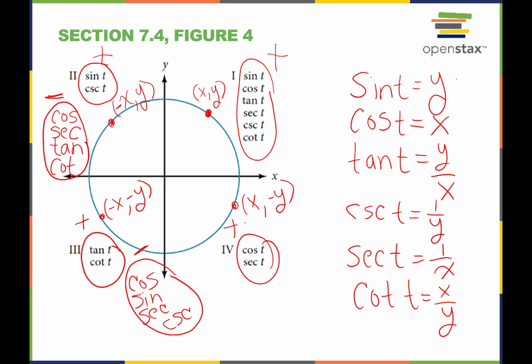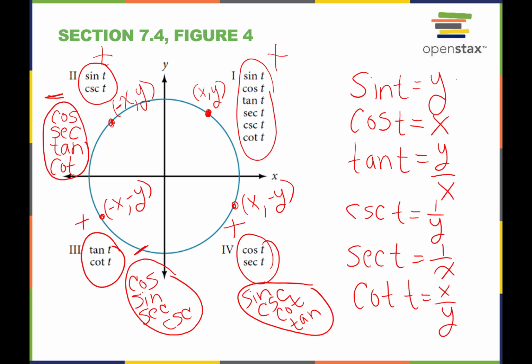So these values are positive, and everything else is going to be negative because if y is negative, we know sine is going to be negative. Since cosecant is the reciprocal of sine, we know cosecant is going to be negative because the reciprocal of a negative number is negative. And then cotangent and tangent are going to also be negative because you'll have a positive divided by a negative.